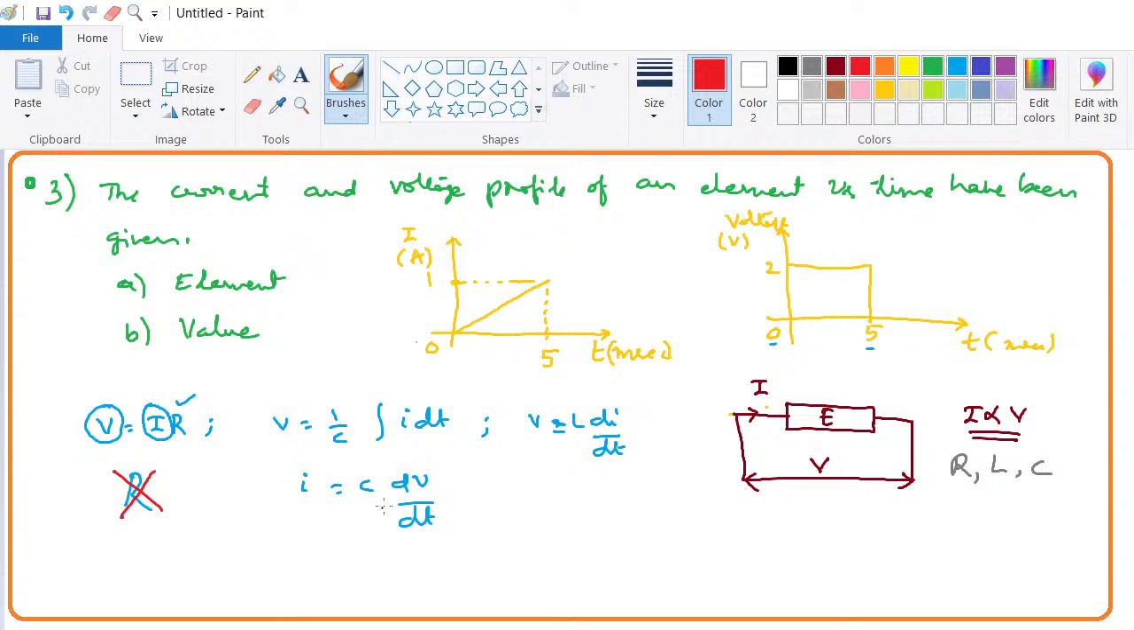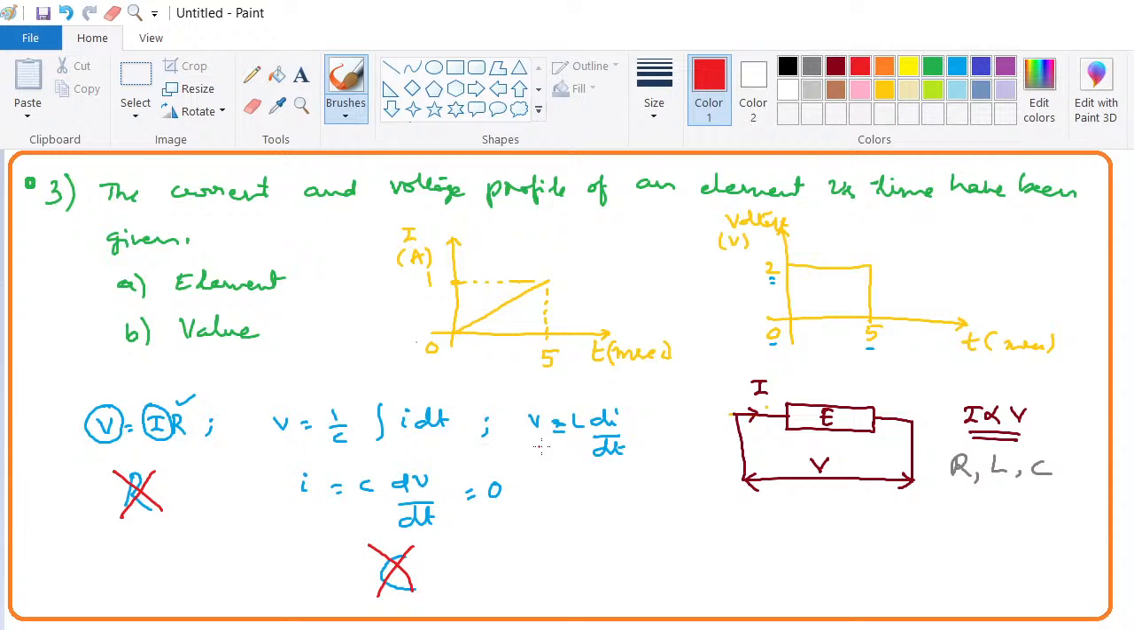Coming to capacitor, you can see dV by dt, the rate of change in voltage. The rate of change in voltage from 0 to 5 millisecond is 0. At 0 its value is 2, and at 5 also its value is 2. So from 0 to 5 millisecond, its value is 2. It's a constant, so the rate of change of voltage is 0, so I is equal to 0. That means if this element were a capacitor, then the current should be 0. So that is not correct, so this will not be a capacitor.